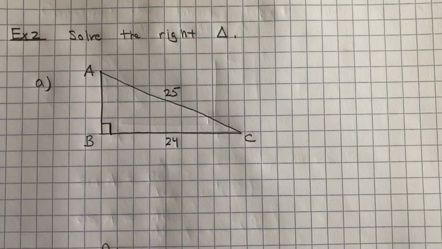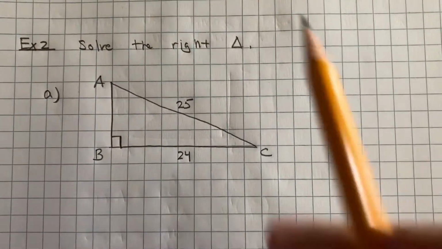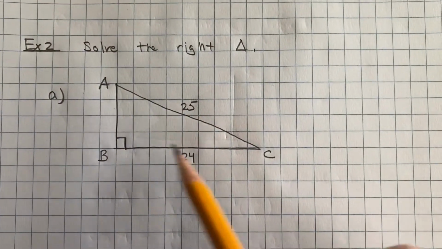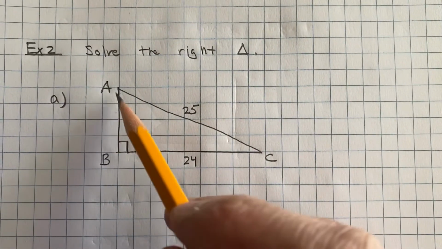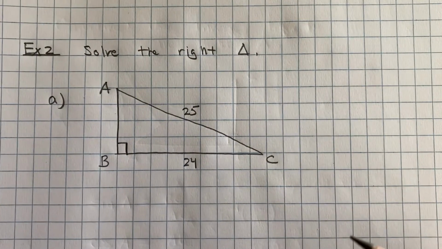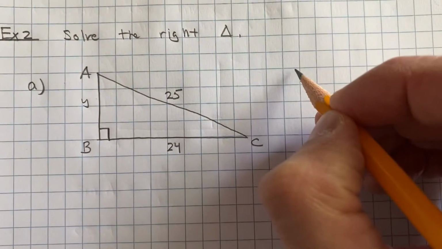Okay, so in this last example right here, we're going to solve the right triangle. And when it says solve the right triangle, what it means is figure out all the missing sides and all the missing angles. Okay, so in order for us to figure out what AB is, we can use our Pythagorean theorem. So maybe call it Y, and quickly solve for that.